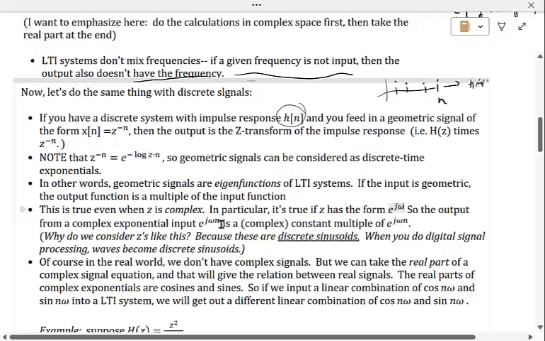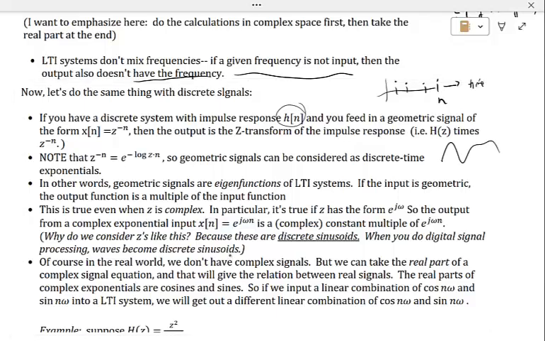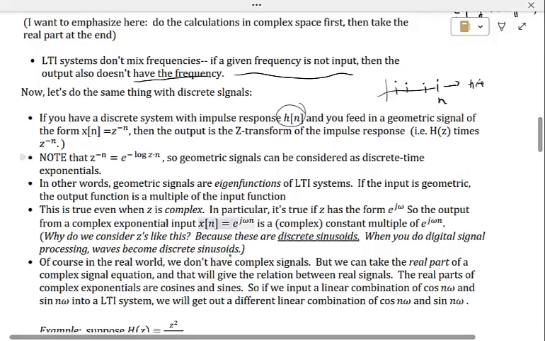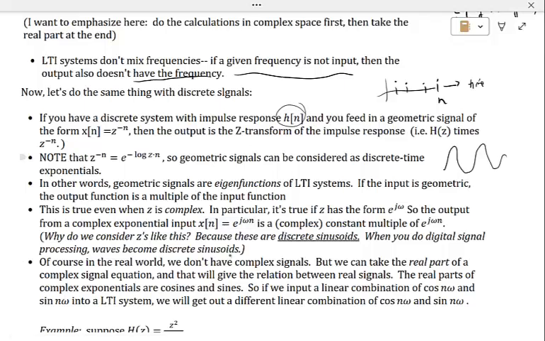Again, this n is the time index, so I could write this as x of n. This is a signal that varies with n, so the output is going to be a constant multiple of this signal. So why do we consider these? Because these are discrete sinusoids. E to the j omega is cosine omega plus j sine omega. So when you do digital signal processing, waves become discrete sinusoids. A continuous signal looks like a wave, but when you take samples of this, you end up with something like this.